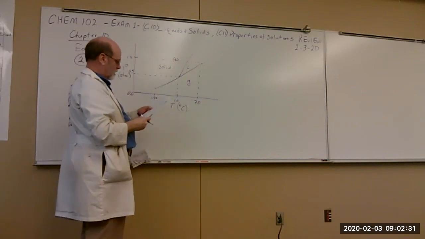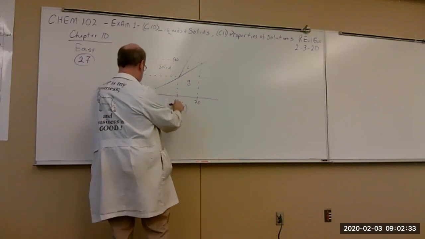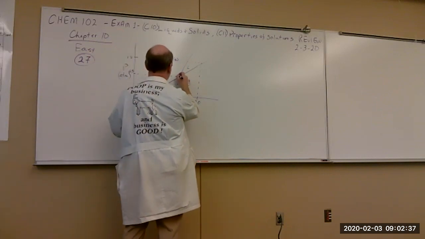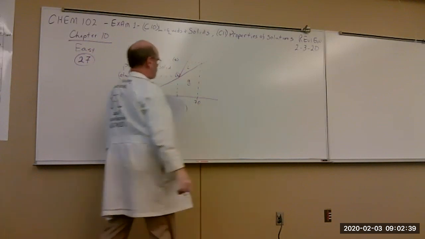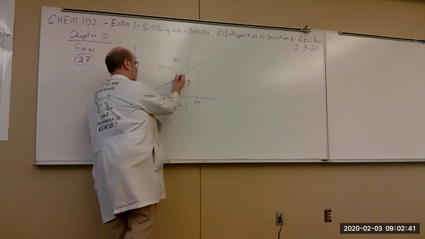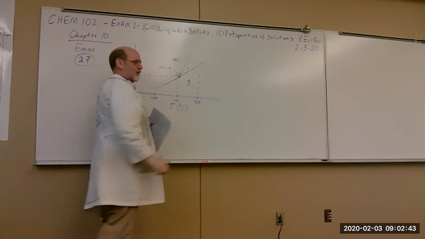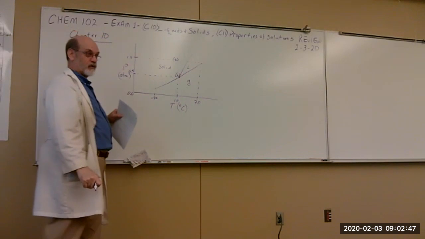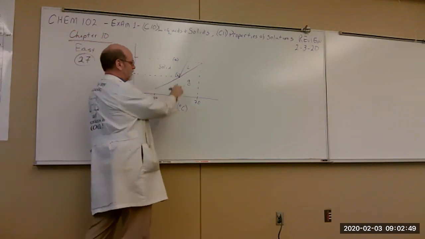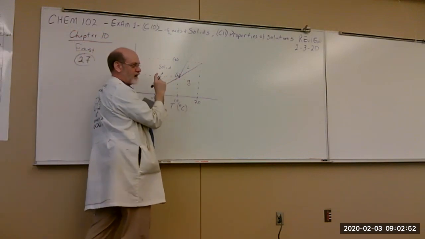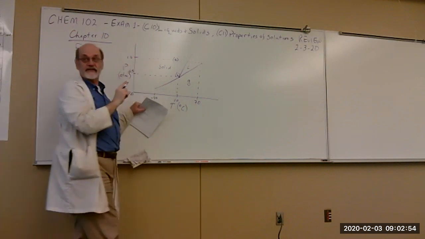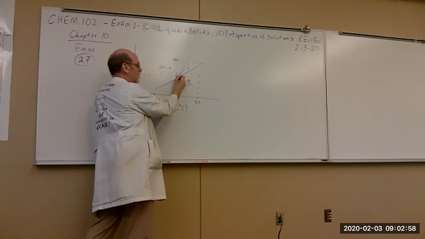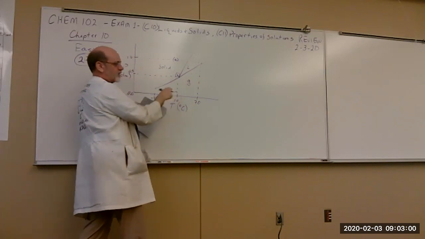Okay. B is 10 degrees and half an atmosphere. What is that? It's right on top. What is that? That's got a special name. The triple point. Okay. What do we mean by triple point? All phases at the same time. Yes. Solid, liquid, gas, all at the same time, only at this pressure and that temperature.